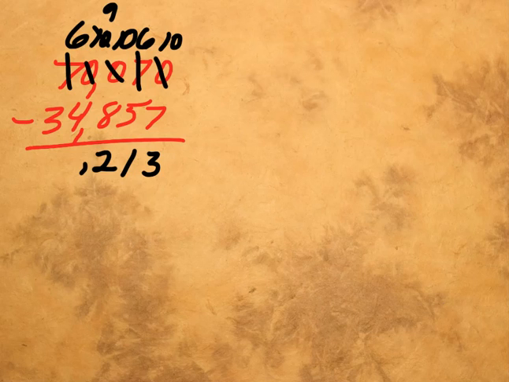So 10 minus 8 is 2. 9 minus 4 is 5, and 6 minus 3 is 3. So my answer there is 35,213.